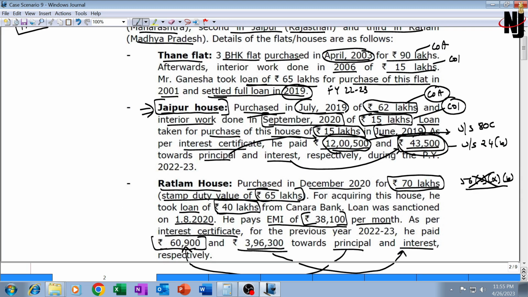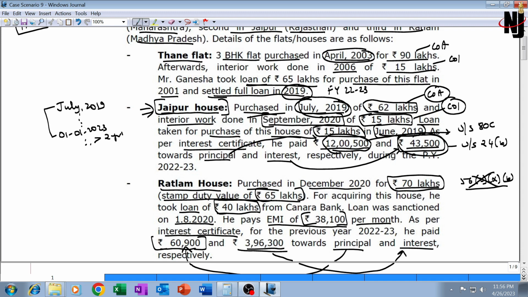When was it acquired? It was acquired in July 2019 and sold on 1st January 2023. That means almost 3.5 years. Therefore, the period of holding is more than 2 years, more than 24 months. Therefore, it is a long-term capital asset. Indexation will be applicable. We will see what to do.